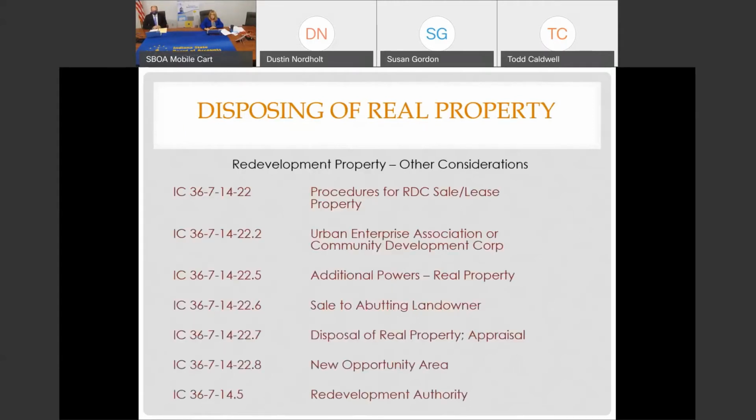There are several references to the sale of property in the redevelopment statutes, and we have those listed here for you. And again, that just depends on the certain circumstances. I mean, they will have a sale to an abutting landowner maybe, or there's information if an urban enterprise association or community development corporation is involved. There's just a lot of different scenarios for redevelopment property that we have listed here for you, should you need those.